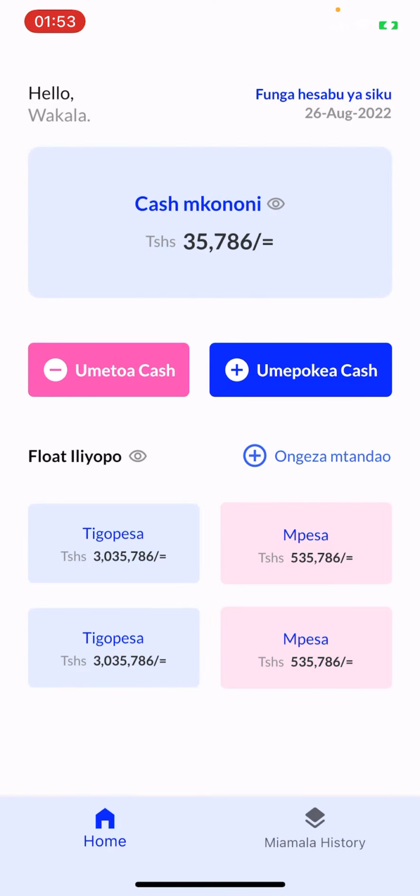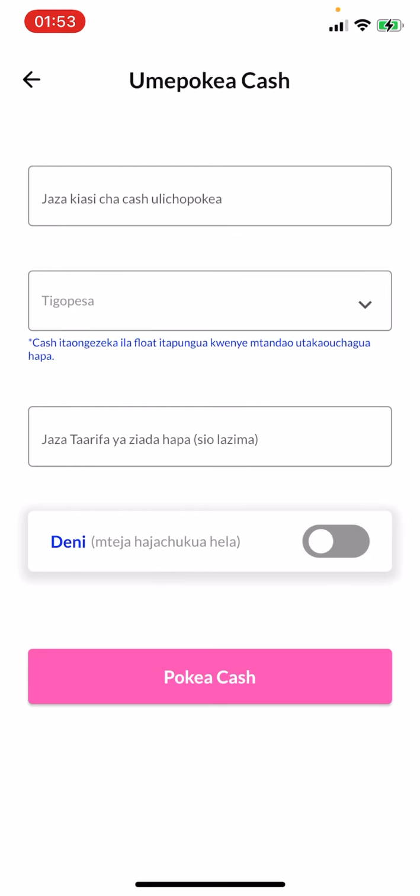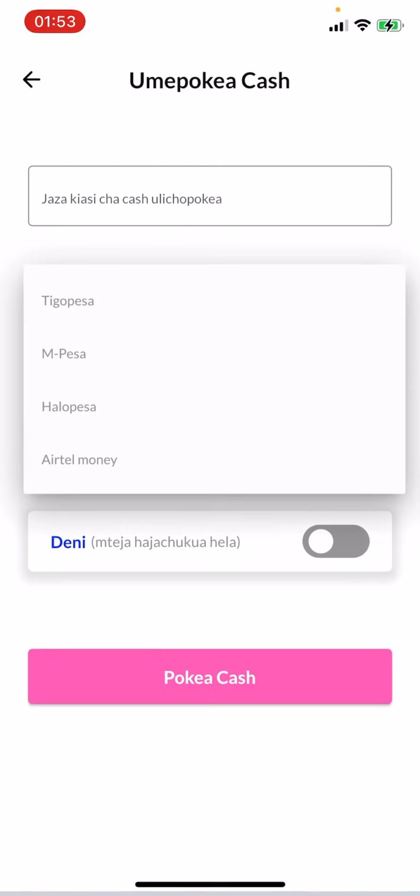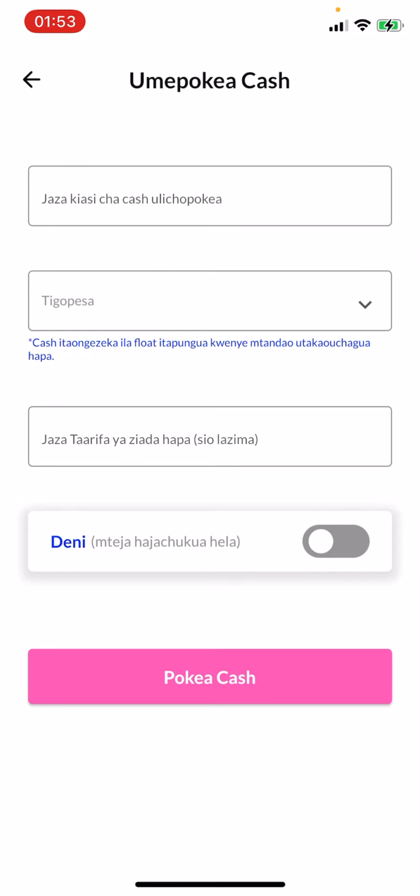And when a customer comes to withdraw cash, the agent will record that he or she has received cash. He will fill in the amount. He will choose the network used, and we will fill in any other detail that is used, let's say a mobile number or identification of that transaction. And if the customer hasn't collected the cash, he will put it as a debt and save.